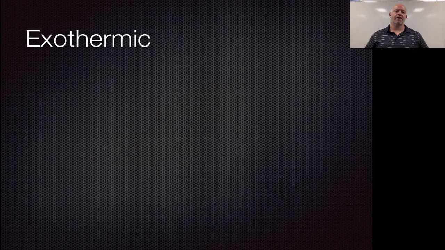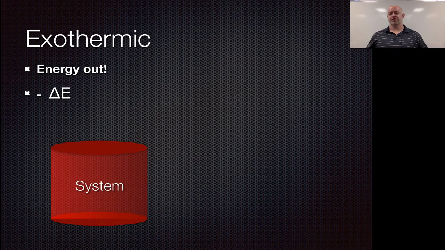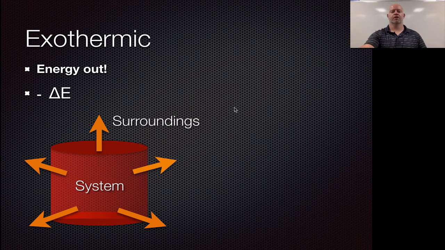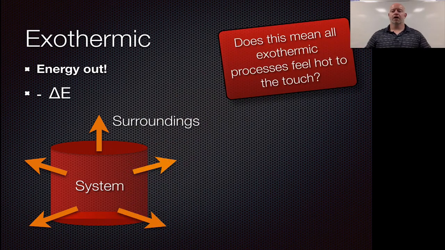Now, if we flip it all around, we obviously get exothermic. So exothermic is energy out. So let's make sure that we're comfortable again. Anytime we release energy from our system, we better make that a negative sign. So we have energy that's negative. And again, the answer to that is no. Every time we have something exothermic, it does not feel hot to the touch for us.